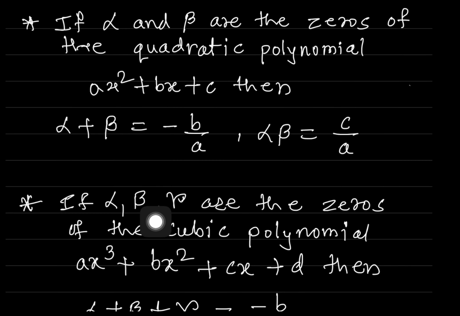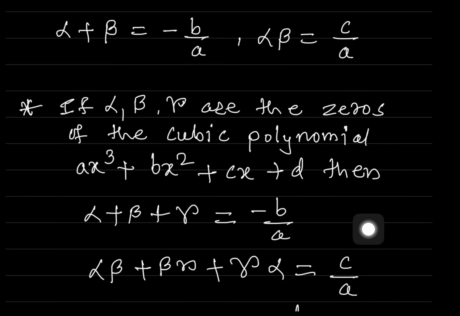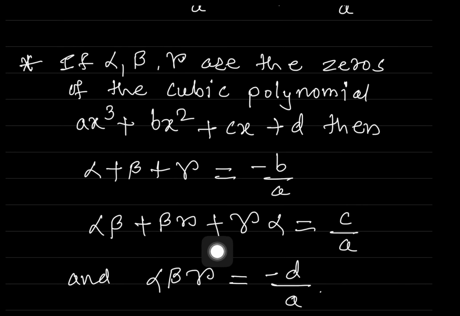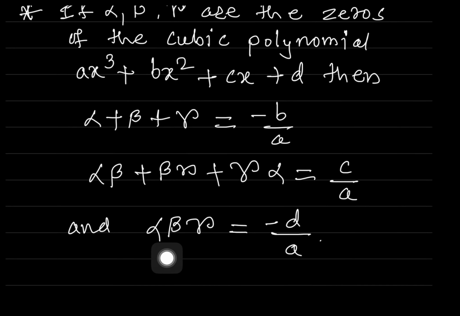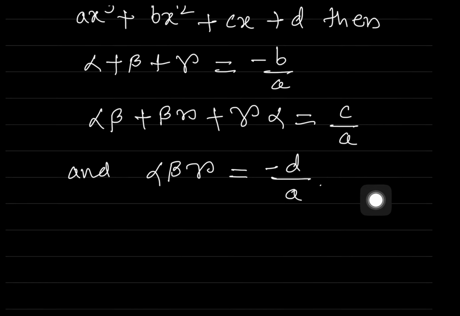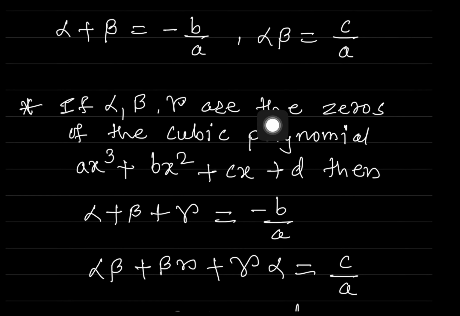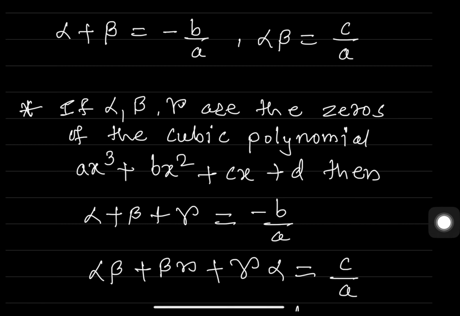Next, if alpha, beta, gamma are the zeros of the cubic polynomial ax cube plus bx square plus cx plus d, then alpha plus beta plus gamma equal to minus b upon a, alpha beta plus beta gamma plus gamma alpha equal to c upon a, and alpha beta gamma equal to minus d upon a. These formulas and this concept you can use in exercise 2.2.